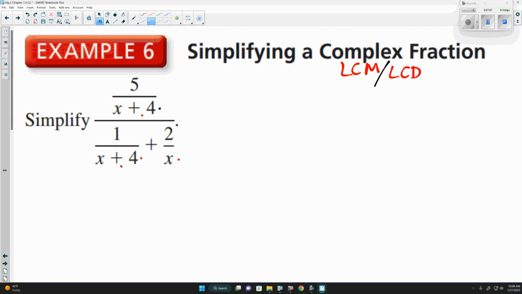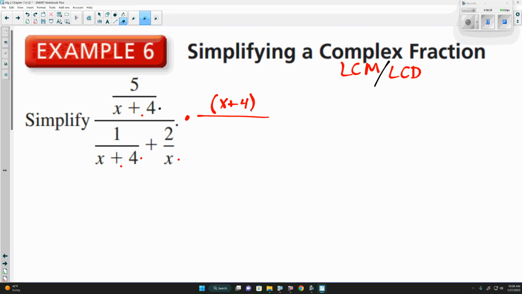Well, they all have how many x plus 4s? 1. So they all have an x plus 4, yes? What else do they have? X. And really what we're doing is something very simple. Looking at the numerator, if I multiply this top fraction by x plus 4, what's going to happen to it? Because we multiply with the top, yes?